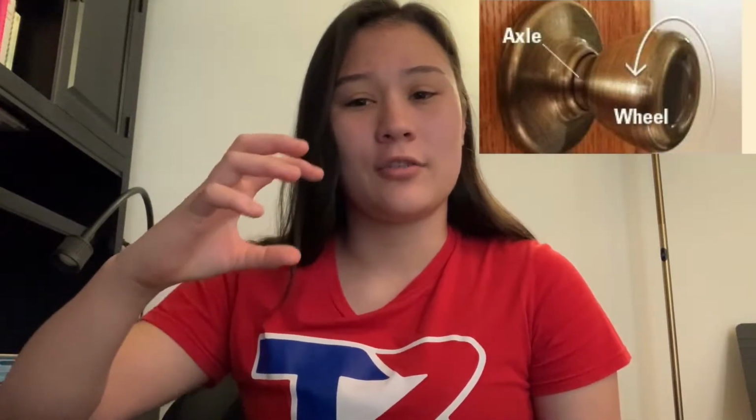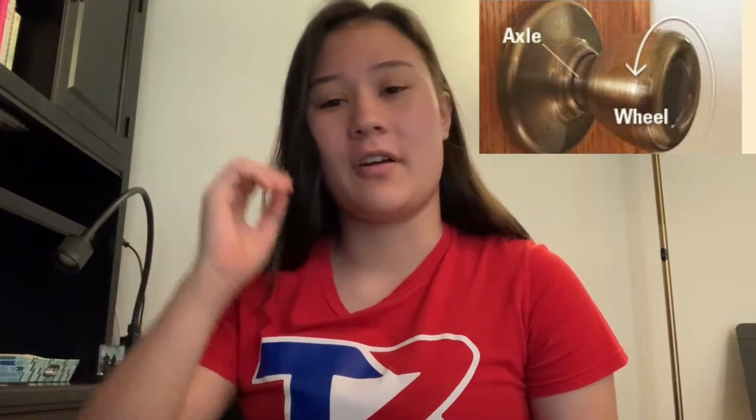A doorknob is a wheel and axle. The wheel part of the doorknob is what you actually hold and turn, the knob of the door. And the axle is actually inside the door, so you can't see it that well. But if you were to take apart the doorknob, you would be able to see it. And when you turn the wheel, you'd be able to see the axle moving as well.